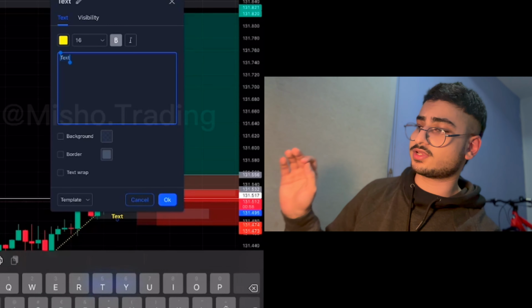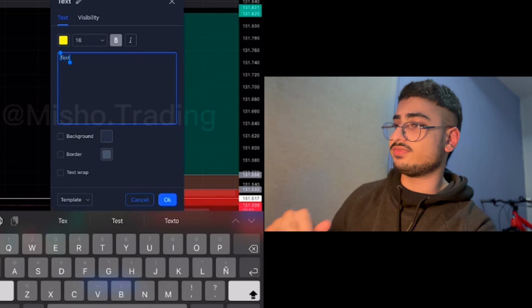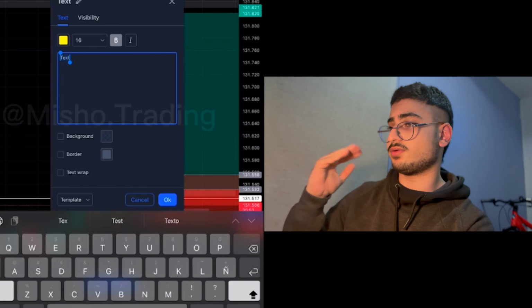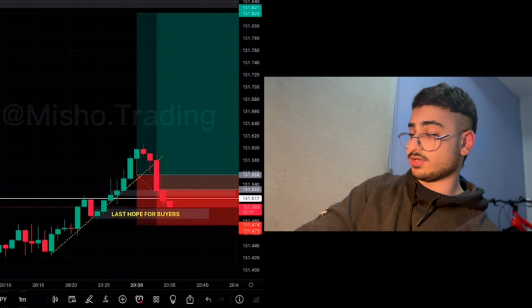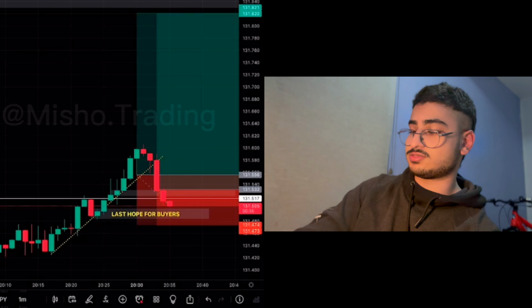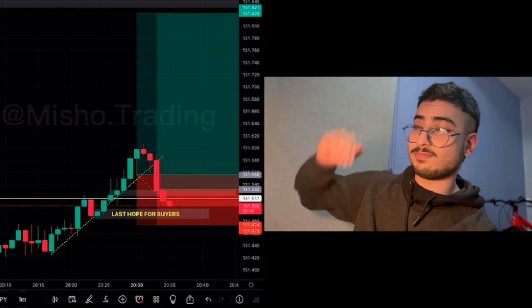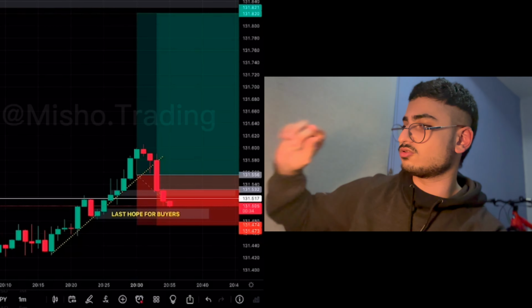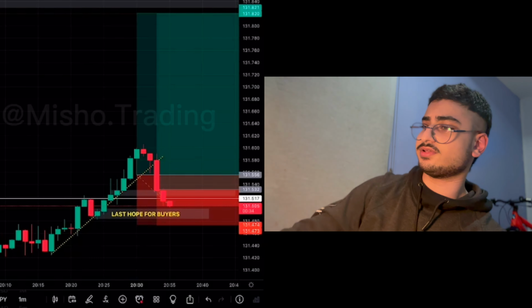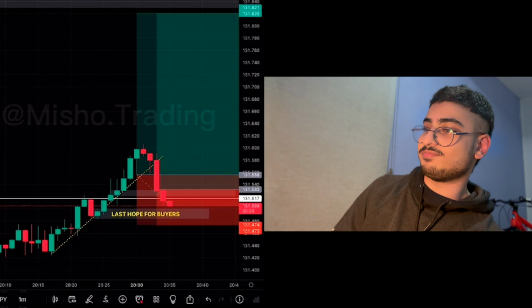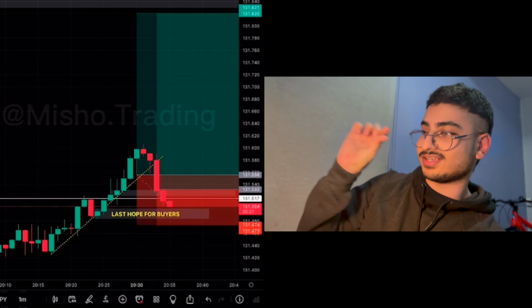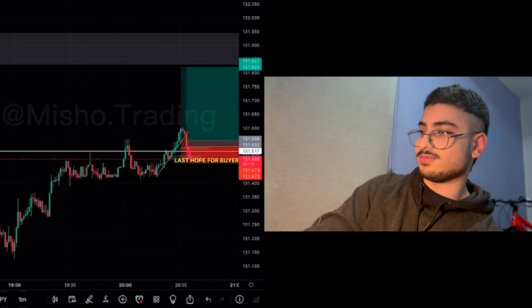And here I was marking my last demand area, and this is like the last area where I wanna take the trade. So as we can see, this was the last hope for buyers right here, but I was also expecting some liquidity grab behind it. As you can see, my stop loss is not just in the zone, it's below it, right? Because the markets are gonna manipulate SMC traders and people who are gonna take this side stop loss. I was expecting some manipulation in this area.